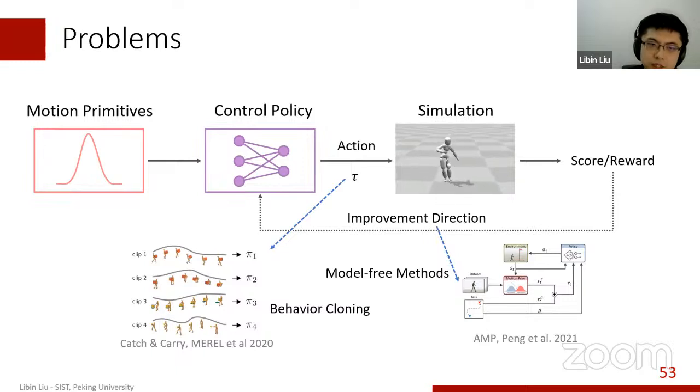And also, because IL, reinforcement learning, is not a very stable process. And for model-free methods, for example, AMP and ASE, they are using GAN, basically adversarial training. So that is also another unstable training process. So these two training processes combined can make this problem a bit hard to tune. I mean, if it works, then it works. If it doesn't work, it becomes a problem.